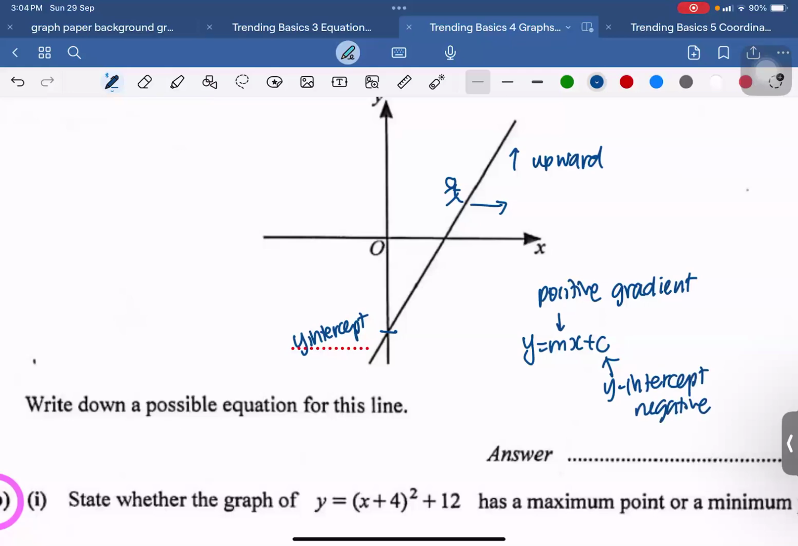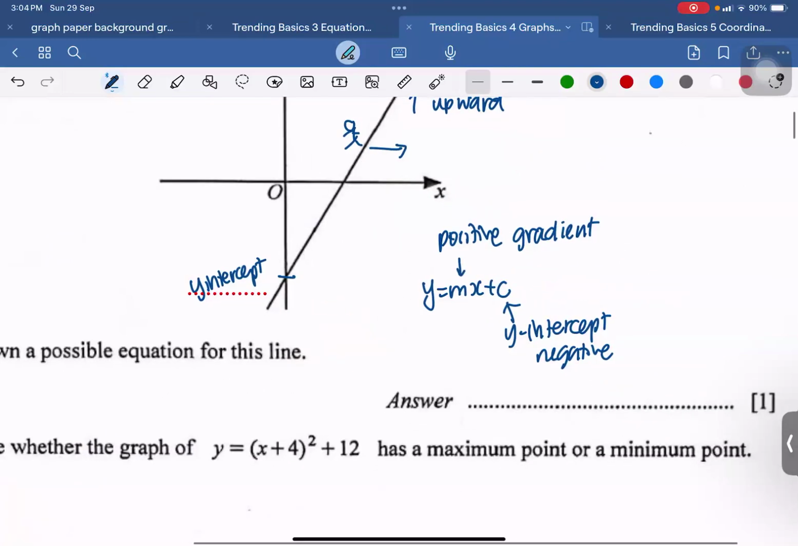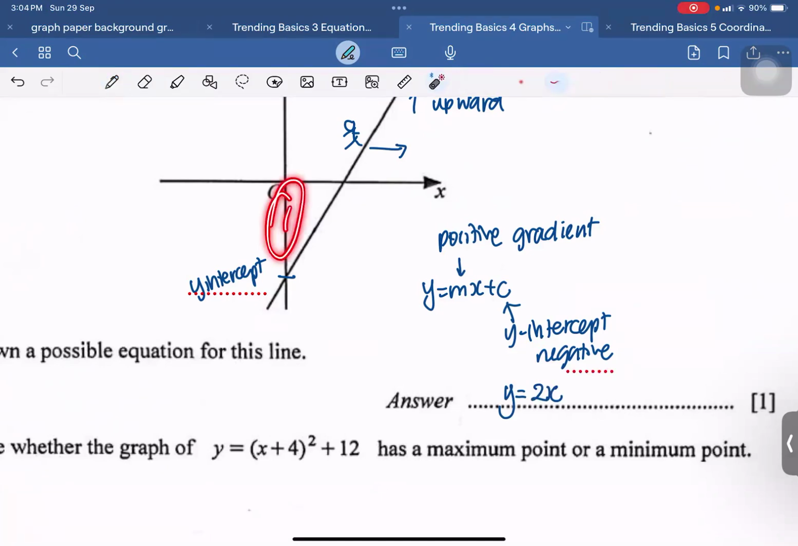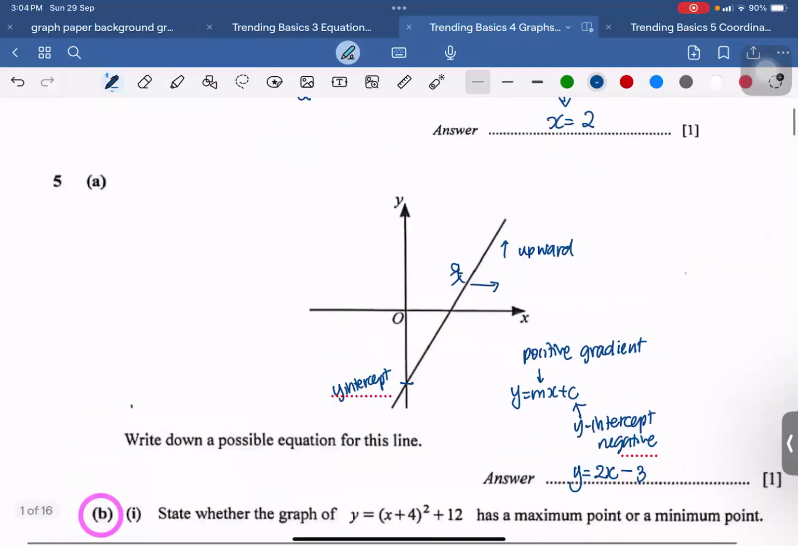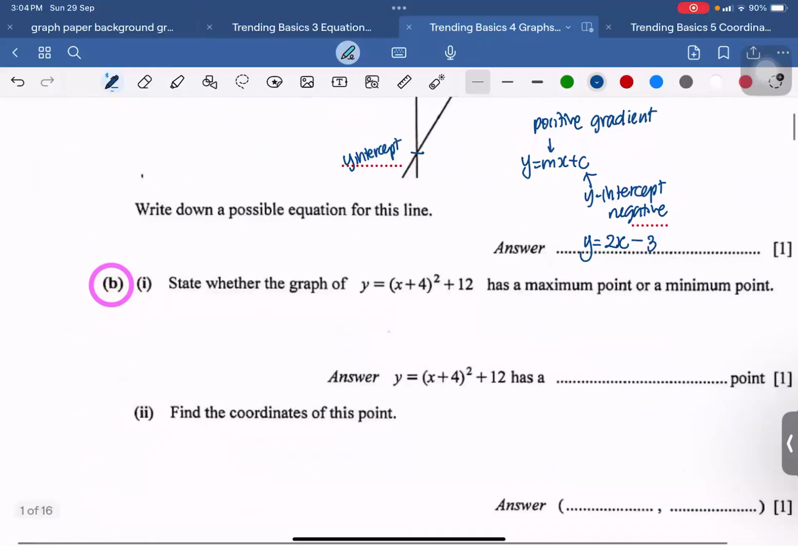So you can write any possible equation of this format. y equals to mx plus c, positive gradient maybe 2x plus c. This number looks quite low, so I'll probably put minus, maybe -4 or -2 or -3, something like that. Okay, so I just write down a possible equation for this line. Usually these are still quite common recently, so please make sure you know how to do.